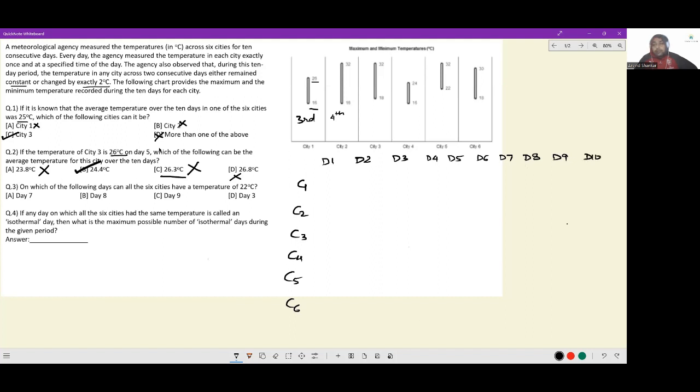and day 10. Earliest I can reach in city 1 is 22 from here. So I will put it as 26, 24, 22. And then here onwards, from the reverse side, I will do 16, 18, 20, 22. So for these 5 days in between, I can have 22 happening.